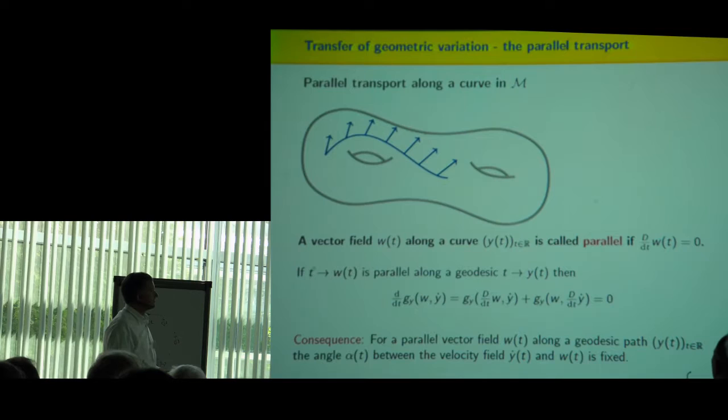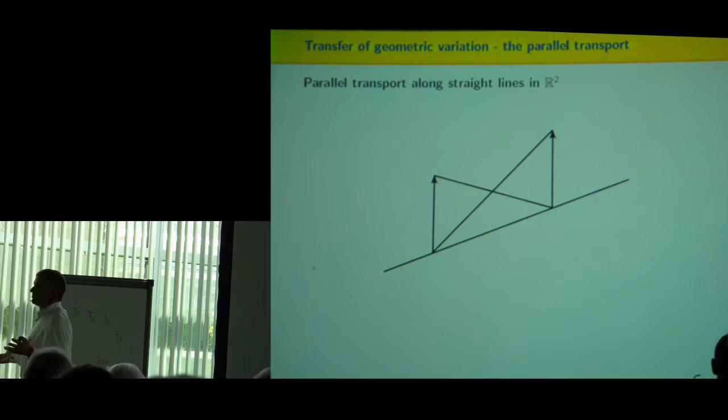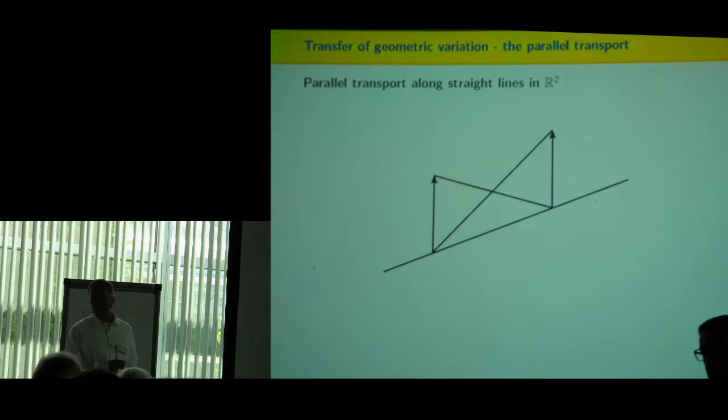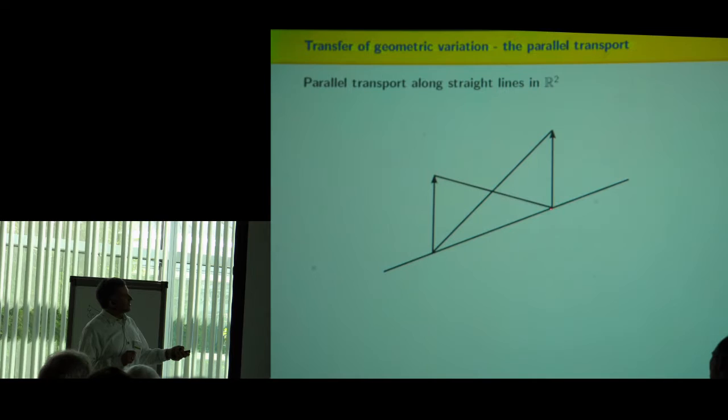How to discretize this? Let's consider parallel transport in R2 along geodesics. Geodesics in R2 are straight lines. So here's the geodesic, and here is the parallel transport. Parallel transport can be easily done by constructing a parallelogram. This is the vector I would like to transport. I would like to transport it up to here.